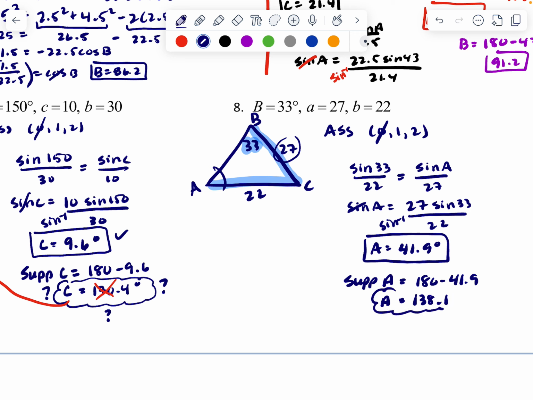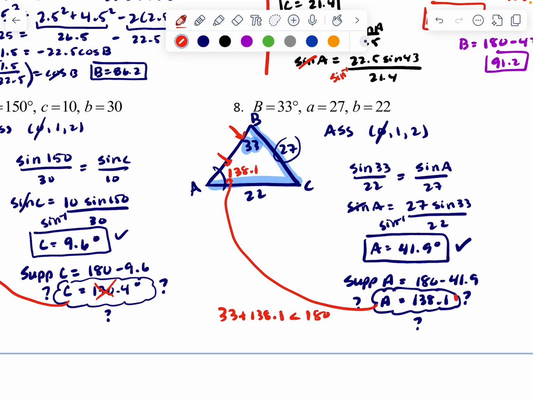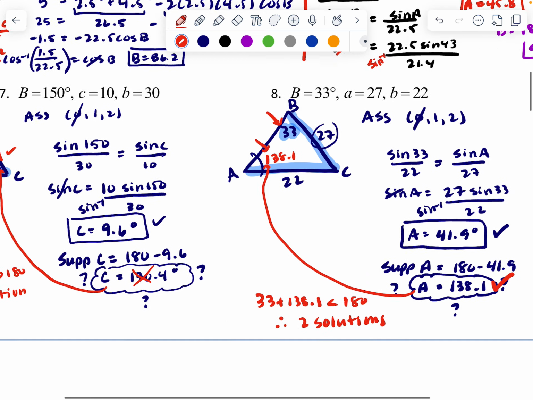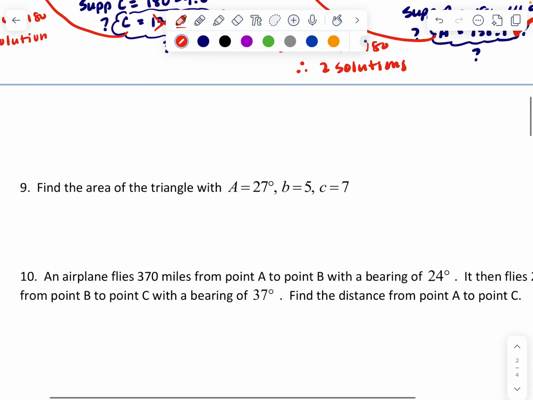Now you guys, one more time. This right here is definitely an answer. This supplement guy, that's the one that you're not sure about. That's the one you have to test out. So I'm going to take angle A, I'm going to plug it into there. Could this be 138.1? Well, in this case, it could, because 33 plus 138.1 is less than 180, which means that this is good. It leaves room for that third angle. So you write, therefore, it has 2 solutions. Okay, do you guys see the difference between the two? Make sure you go over those because those are on your test. Okay, so I'm going to stop the video and then make another one for the rest.